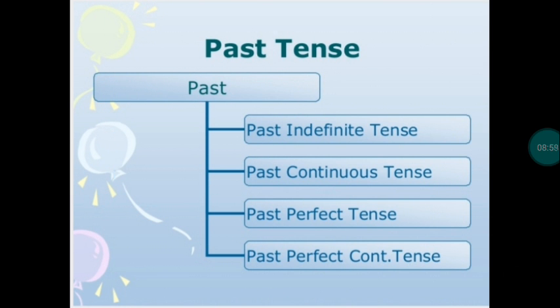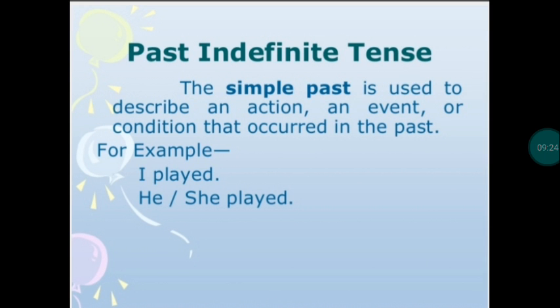The next one. Now we have finished with the present tense and now we come to the past tense. Again, in this there are 4 aspects of the past tense. Past indefinite means the simple past tense. Past progressive means the past continuous tense. Then the past perfect tense, and then you have a combination of number 2 and number 3. That is past perfect continuous tense.